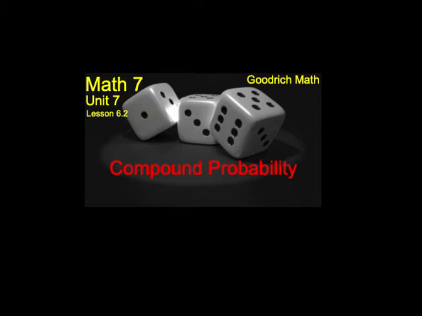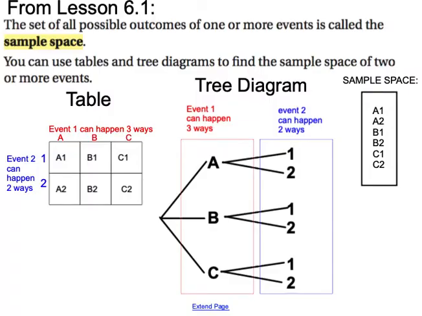Math 7, Unit 7, Lesson 6.2, Compound Probability. This is the second part. We learned about the fundamental counting principle last time.